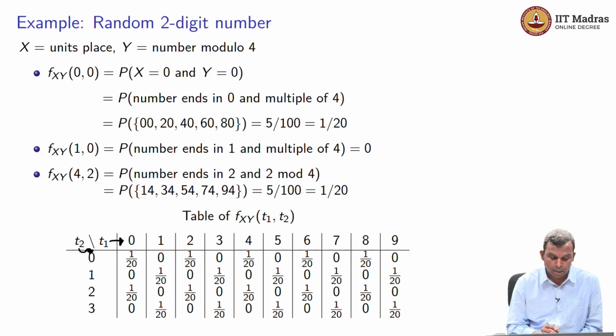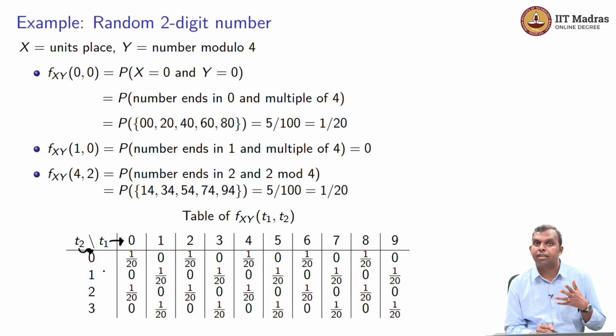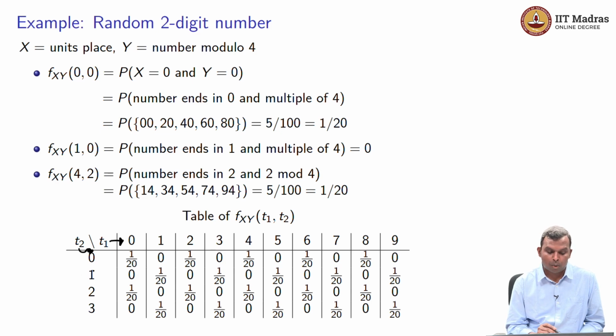Now if you go to t2 being 1, 0, 1 will be 0. Why is 0, 1 0? You can check that. If the number is ending in a 0 and you're getting 1 mod 4, that won't happen. If the number ends in 0, you will only get either 0 mod 4 or 2 mod 4. So you can't get anything else, so it will be 0. But 1, 1 is possible. You can end in 1 and you can get 1 mod 4, right? That would happen with numbers like 01, 21, 41, things like that. So you'd get 5 numbers once again. So you either keep getting 1 by 20 or 0.